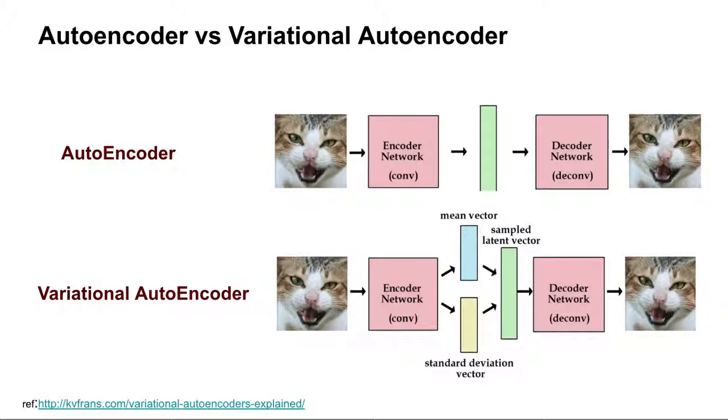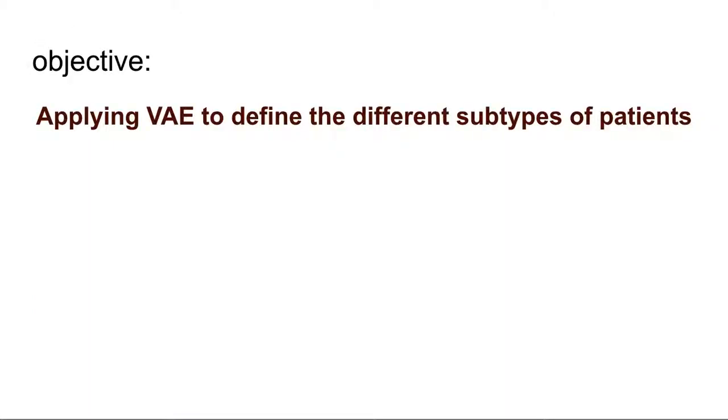And then after we define our distribution, we sample from that distribution as the input of our decoder, and then we are able to reconstruct our input image in a much clearer way, and much more similar to our input. So having this idea, we try to use a variational autoencoder to define the different subtypes of patients.